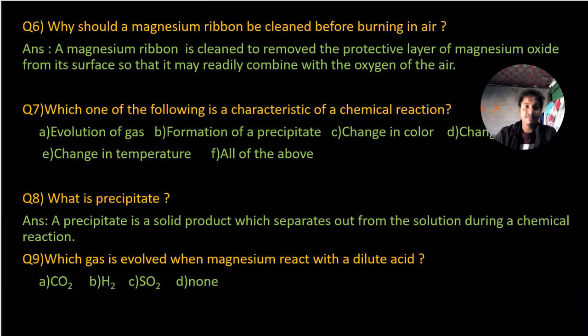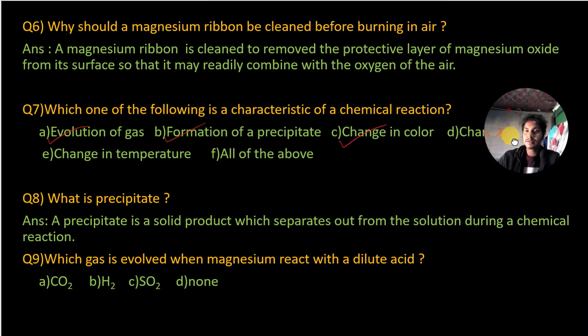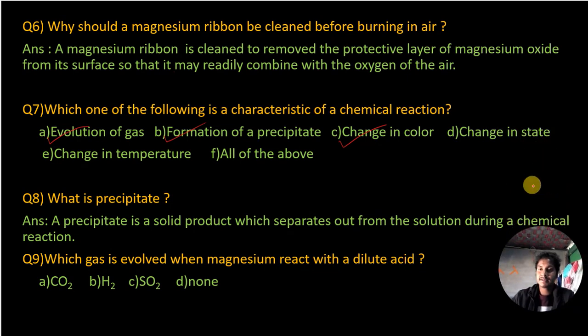Now next problem is, which one of the following is a characteristic of a chemical reaction? Evolution of gas. This is a characteristic of a chemical reaction. Then formation of precipitate, this is also. Change in color, this is also. Then change in state, yes, this is also a characteristic. Then change in temperature, yes. So all of the above. This is the right answer.